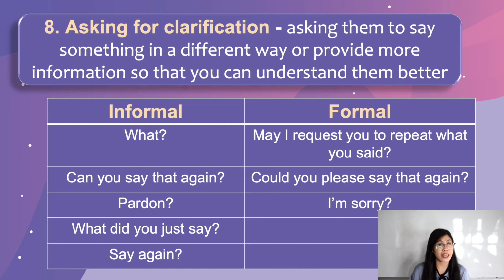Could you please say that again? Next, asking "pardon?" is informal, so you can say that using formal: I'm sorry? Something like that. Other examples of informal questions are, what did you just say? Say again? Something like that.